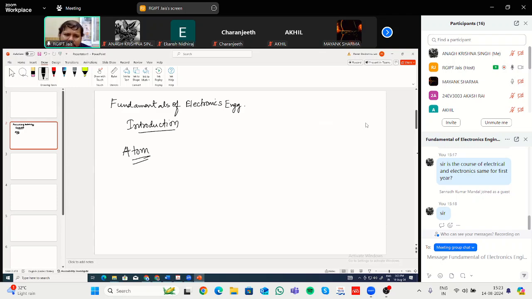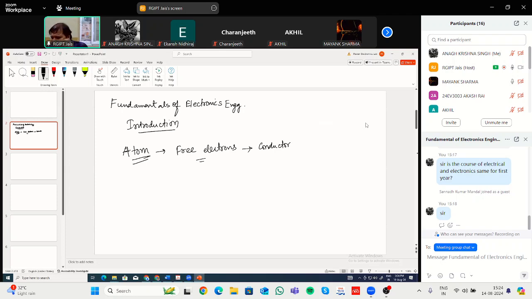So in atoms, we are mainly interested in free electrons and why they become free. What are the outside forces that you can apply that make these electrons free? That is also important for us. Then, for free electrons to move, they need some kind of conductor. So a material through which these free electrons can flow is the conductor.